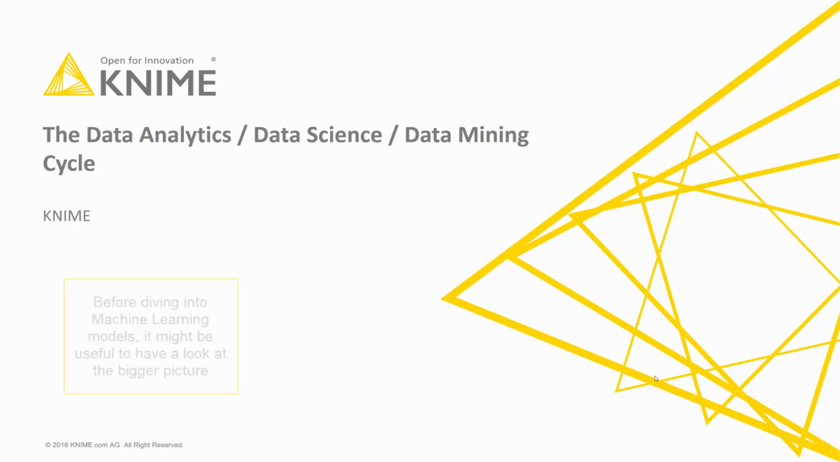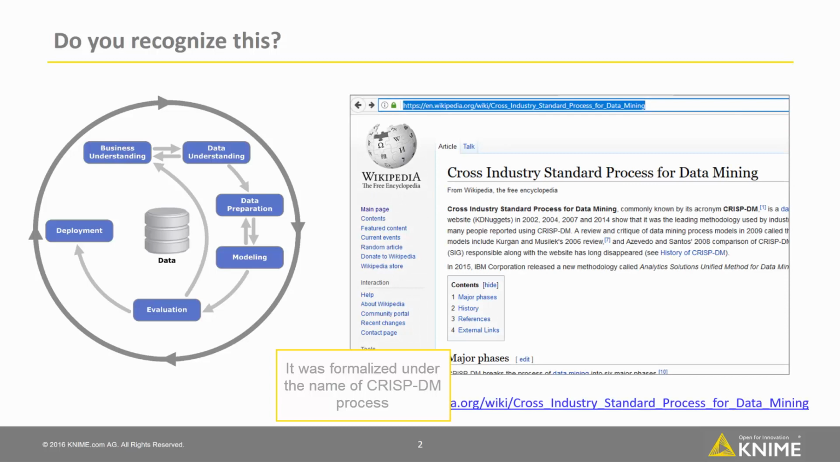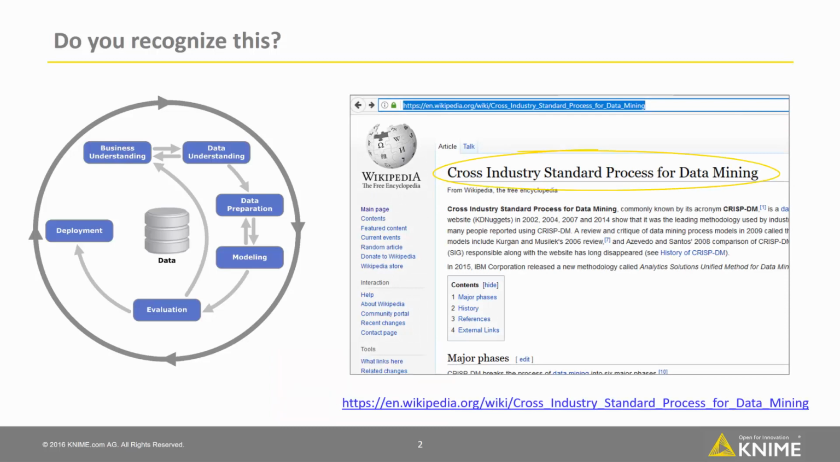Before diving into training machine learning models, it might be useful to have a look at the bigger picture, that is, at the whole process behind a data analytics solution. The process is actually quite old and established by now. It was formalized under the name of CRISP-DM process. CRISP-DM stands for Cross-Industry Standard Process for Data Mining.